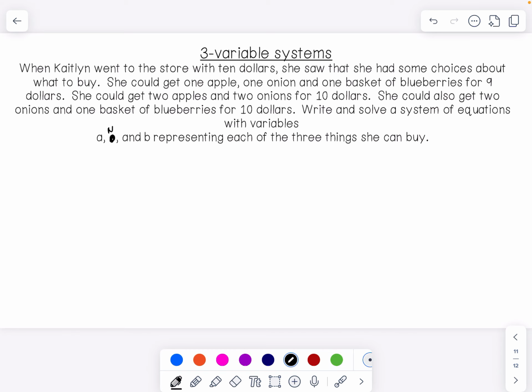So just like with any other application problem, the first thing we're going to want to do is define our variables and see what equations we can set up. So I'm going to read through the problem to give us an idea of what's going on and then think about what formulas we could set up here.